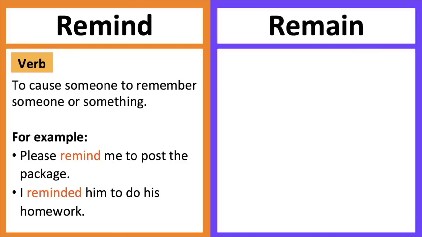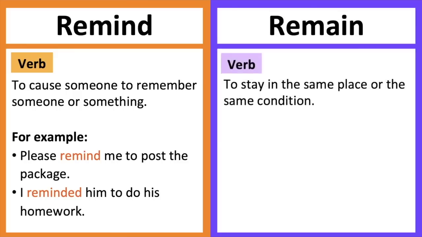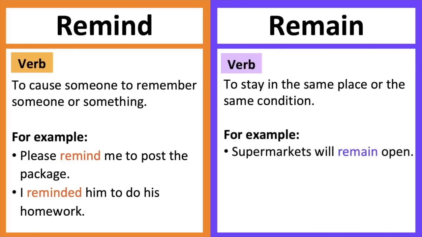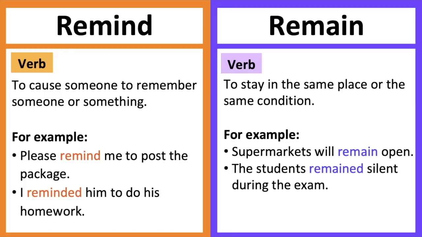Remain. Remain is a verb, and it means to stay in the same place or same condition. Remain is a regular verb, therefore the past tense and past participle is remained. For example, supermarkets will remain open. The students remained silent during the exam.